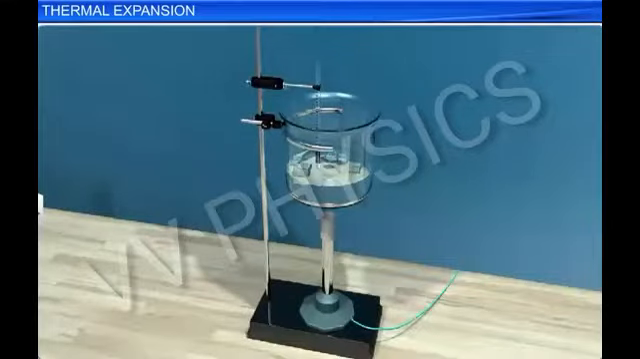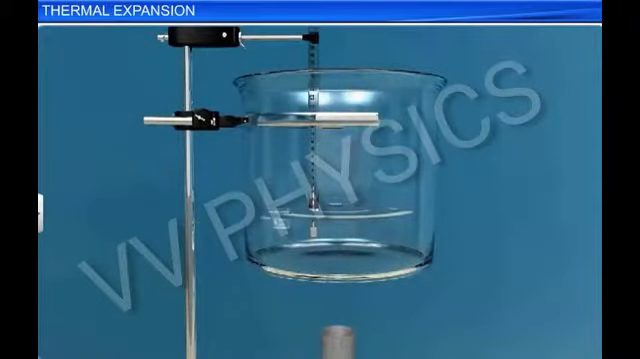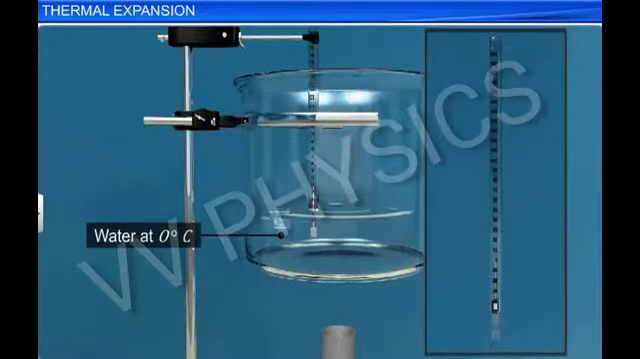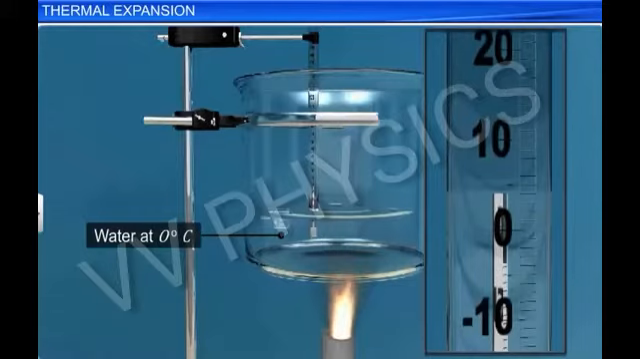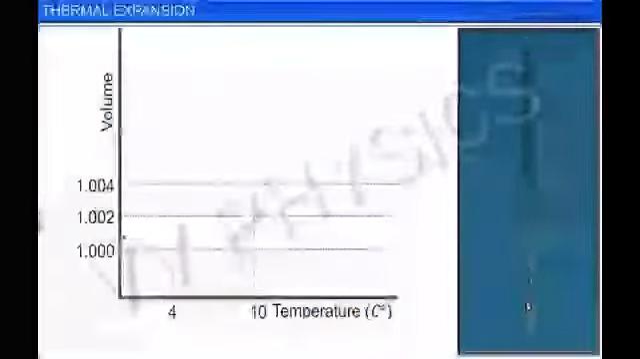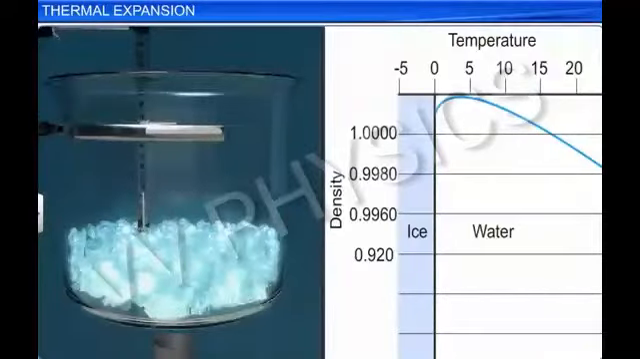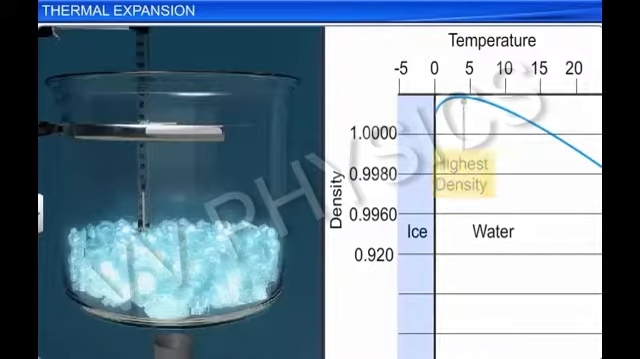Unlike other liquids, water exhibits irregular expansion between 0 degrees centigrade and 4 degrees centigrade. If the temperature of water is raised from 0 degrees centigrade to 4 degrees centigrade, instead of expanding, it actually contracts. This means a given mass of water occupies least volume and, as a consequence, will have maximum density at 4 degrees centigrade.